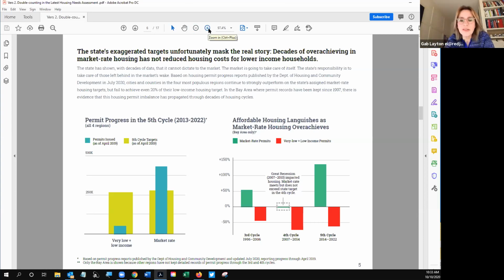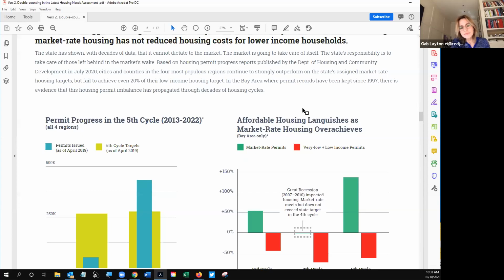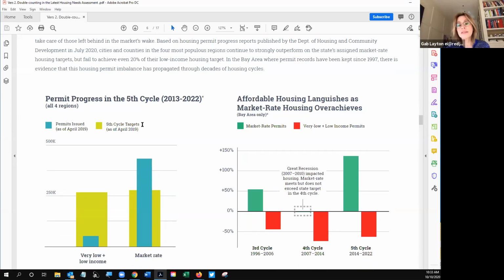Yeah, that's what I was trying to say just then. You can't see the line. It's basically on zero. It's basically saying that in that cycle we built just to the level of what we were supposed to. So we didn't overachieve on market rate. We built exactly the amount of market rate we were required, but we did worse on our affordable housing. That particular fourth cycle was very much impacted by the Great Recession, so you would expect both targets to be lower as they are. In fact, if you took out the impact of the Great Recession, what you see is a general trend. We're getting worse on building our affordable housing.